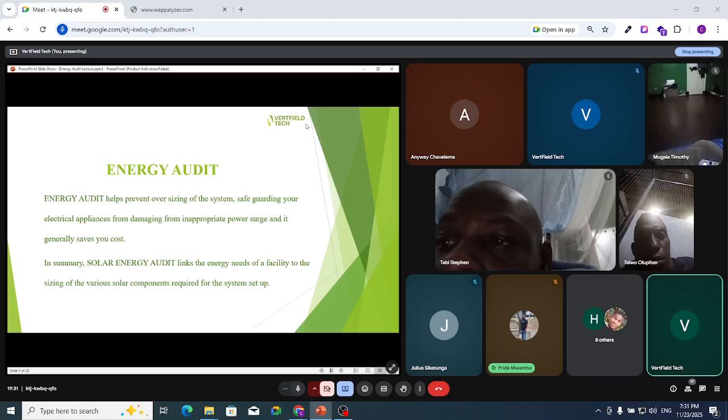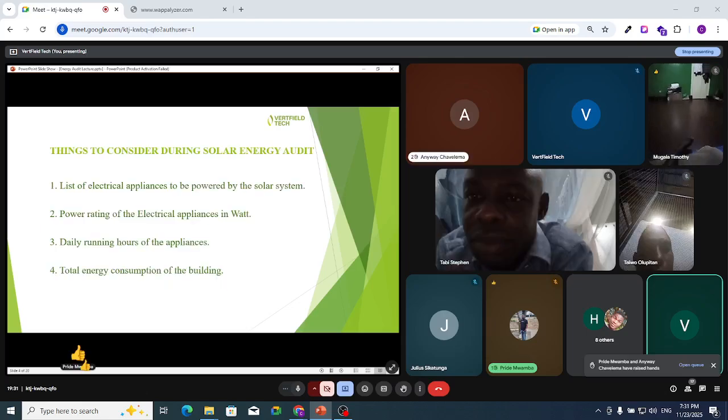There are things to consider during solar energy audit, as you can see on my screen. Four parameters are to be taken into consideration as it concerns your solar energy audit. One, the list of electrical appliances to be powered by the solar system. Two, power rating of the electrical appliances in watts. Three, daily running hours of the appliances. And four, total energy consumption of the building.